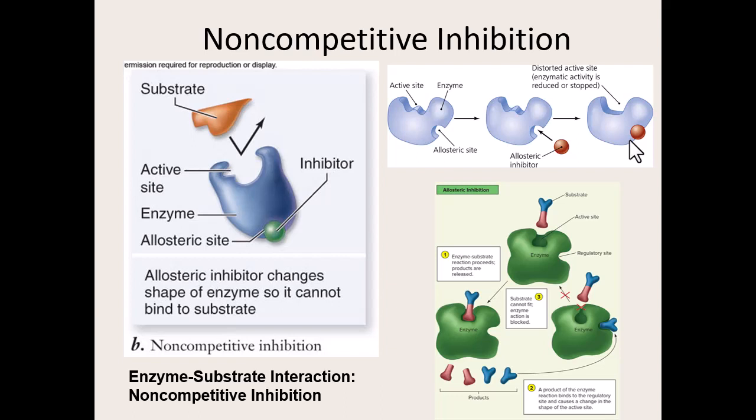It's called the allosteric site. You don't need to know that name. Just know that there's another spot things can stick to. Well, if this little inhibitor sticks to that other spot, this enzyme changes shape, just a little bit.